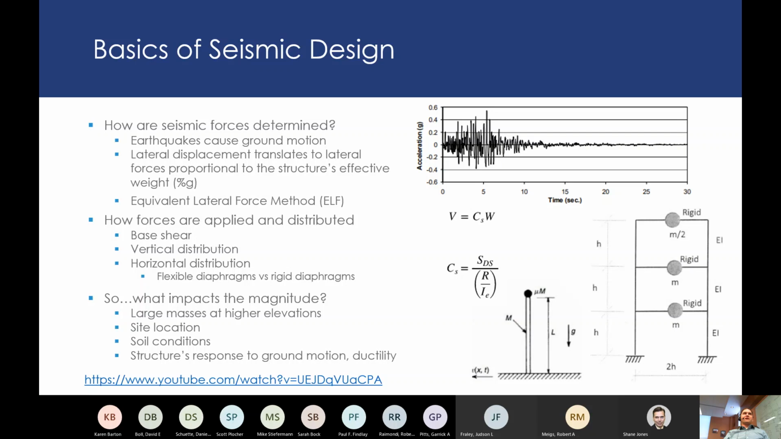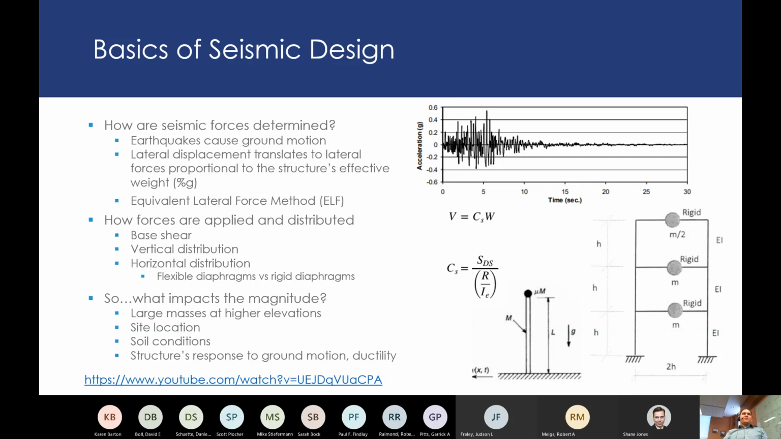And then how forces are applied and distributed. So base shear, many of you have probably heard that term. We come up with this seismic response coefficient, and there's a lot of parameters that go into that. This is just the really simple equation to get to it, and then that coefficient is multiplied by the building's total effective weight, and so that's your base shear. And then you distribute the loads both vertically and laterally, depending on the building's stiffness and where those weights are located within the building. Horizontal distribution is taken care of by diaphragms, and diaphragms are flexible and rigid. Rigid diaphragms would be like a concrete floor in a building, and a flexible diaphragm would be a roof, corrugated metal, the deck.